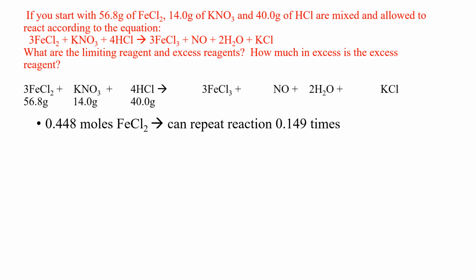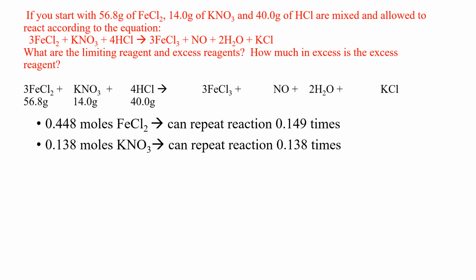I'm going to repeat the same thing for potassium nitrate as well as hydrochloric acid. So first, find out the number of moles of potassium nitrate by dividing the 14.0 grams by the molar mass of potassium nitrate. And given 0.138 moles of potassium nitrate, I should be able to repeat the reaction 0.138 times, because per recipe, per reaction, I need 1 mole of potassium nitrate according to the balanced chemical equation.